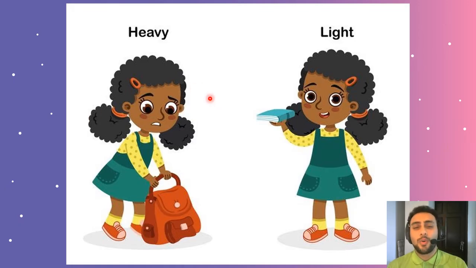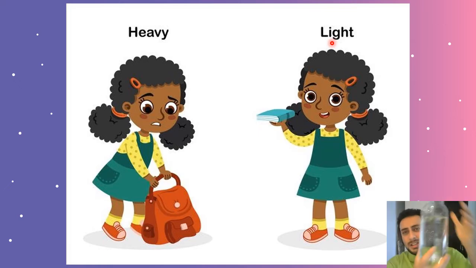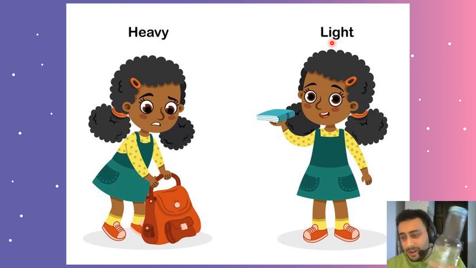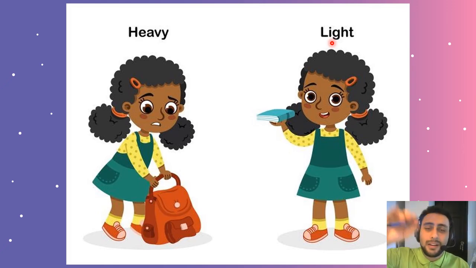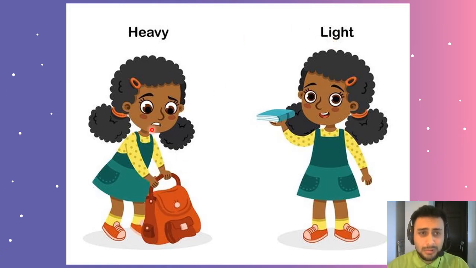Now, we know that when something is hard to pick up, it is heavy. H-E-A-V-Y. Heavy. And when something is easy to pick up, we call it light. Light. For example, this is heavy, but this pen is light. So we have heavy and light. Easy.